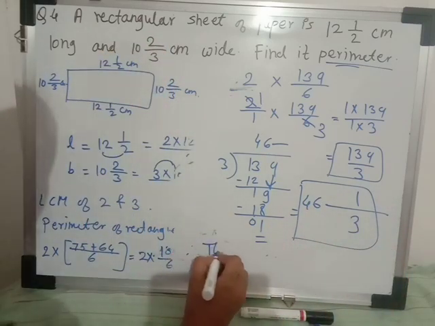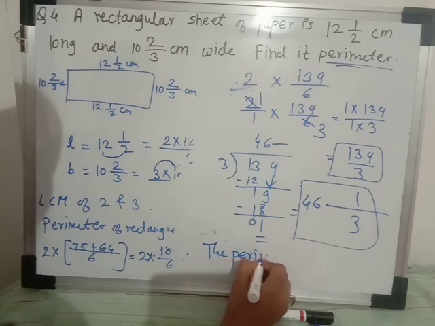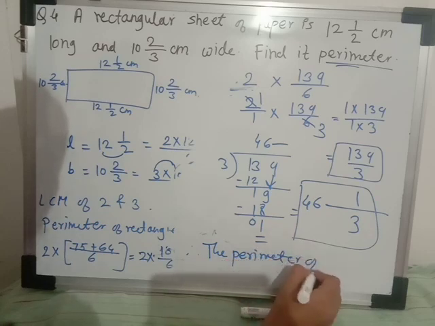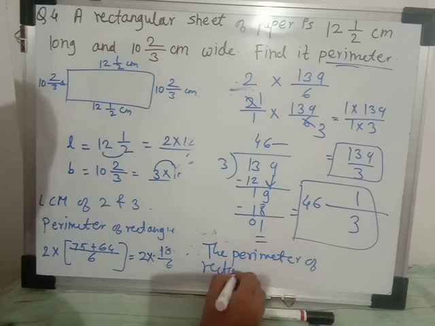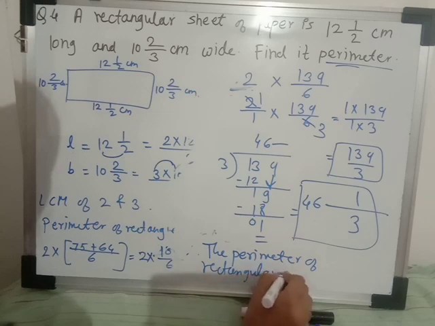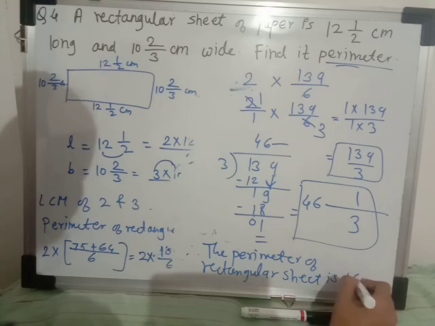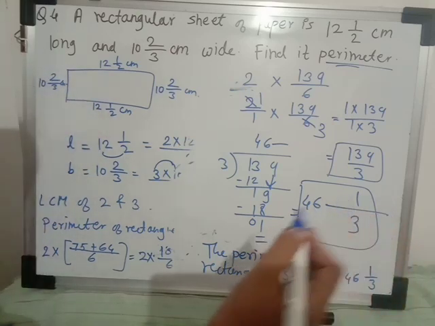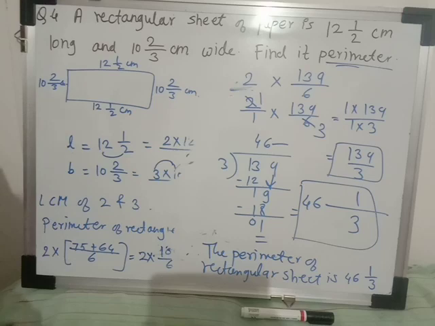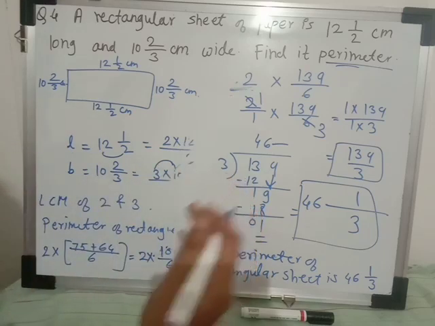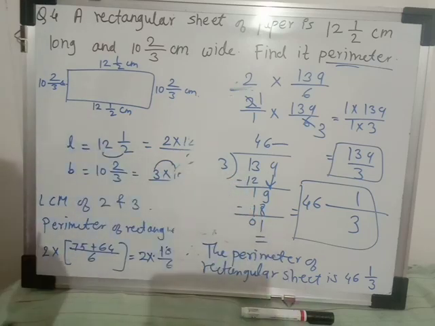Therefore the perimeter of rectangular sheet is 46 1 upon 3. Okay, I hope you have understood. Just go slowly, repeat the session again. Nothing is difficult, it is very easy. You just get to understand.